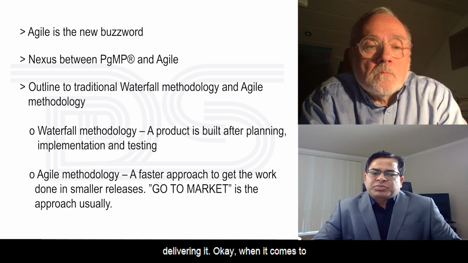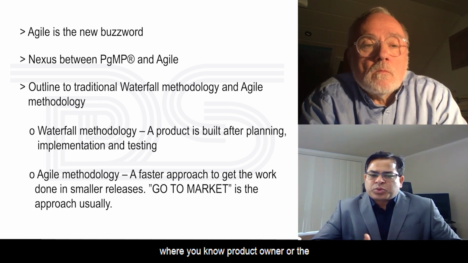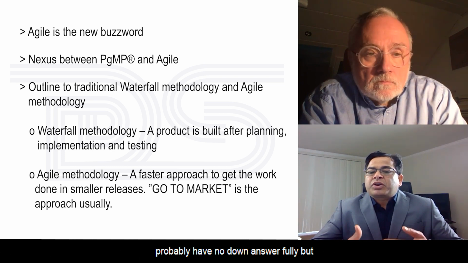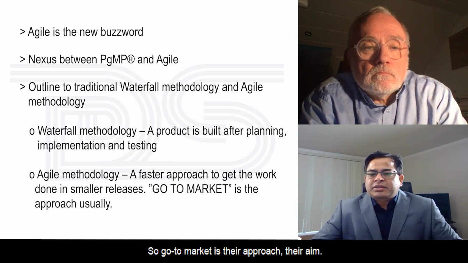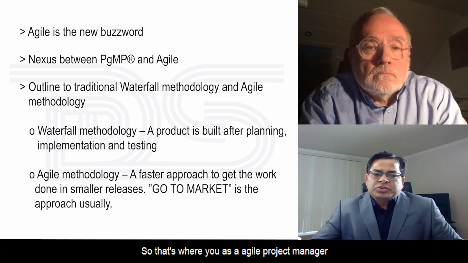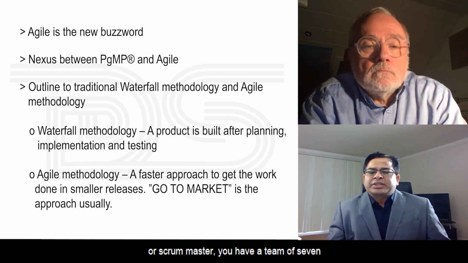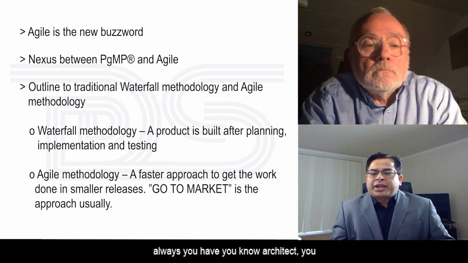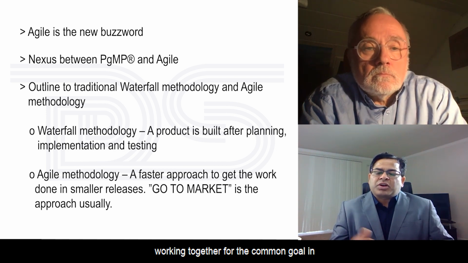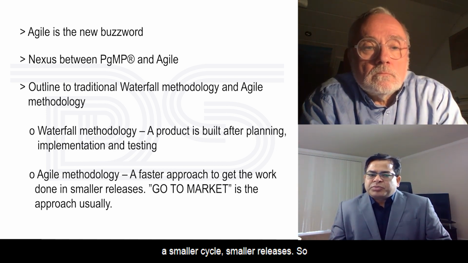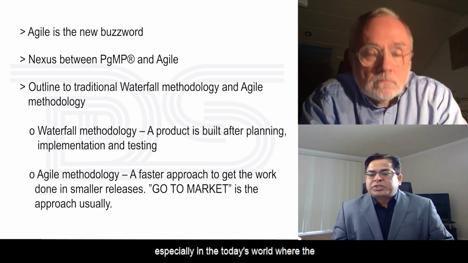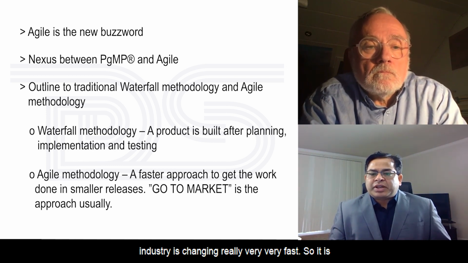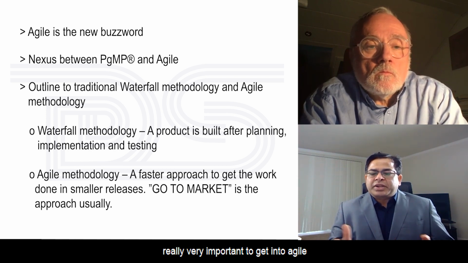When it comes to agile, agile is a very fast approach, where the product owner or the business comes in with an idea. They probably don't understand it fully, but they want to get something started. So go-to-market is their aim. That's where you, as an agile project manager or scrum master, have a team of 7 to 10 people, including a business analyst, an architect, a tester, and a developer, all working together for the common goal in smaller cycles and smaller releases. It's a faster way to get the work done, especially in today's world where new ideas are coming everywhere and the industry is changing very fast. So it's really important to get into agile.